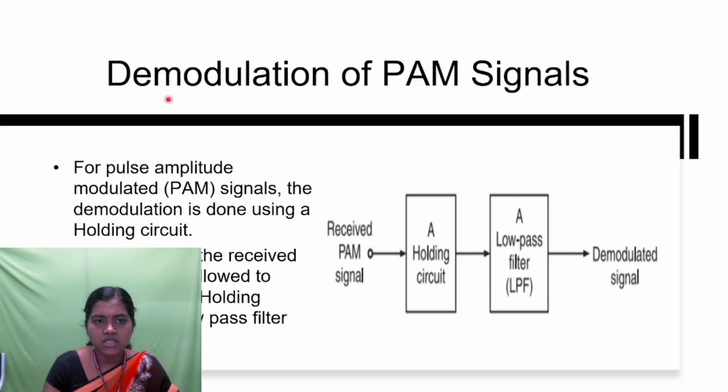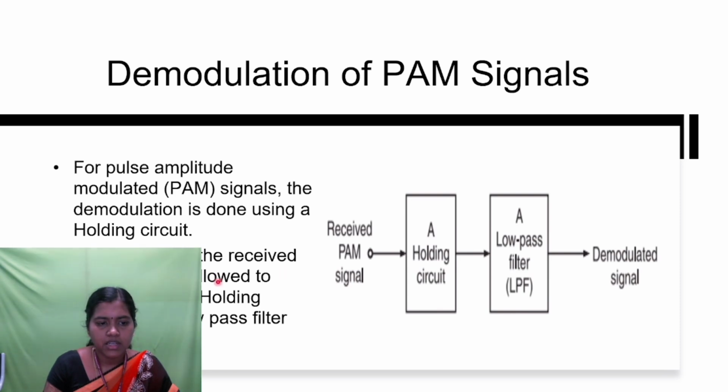The next part is demodulation, that is getting back the original signal. Demodulation of pulse amplitude signals. For pulse amplitude modulated signals, the demodulation is done using a holding circuit. So here, you should get a received pulse amplitude modulated signal. The first block is the holding circuit and the second one is the low pass filter.